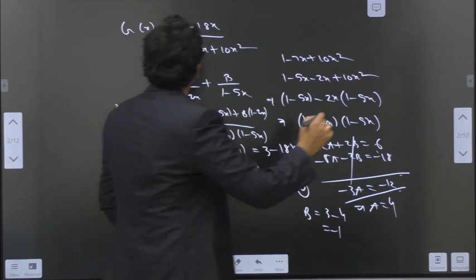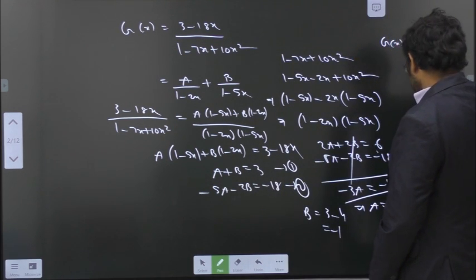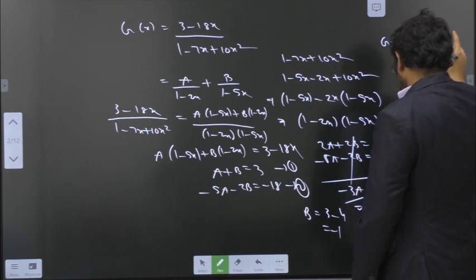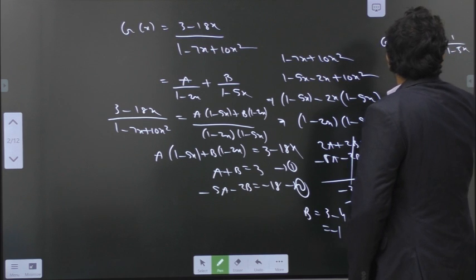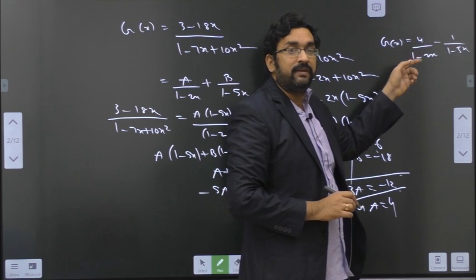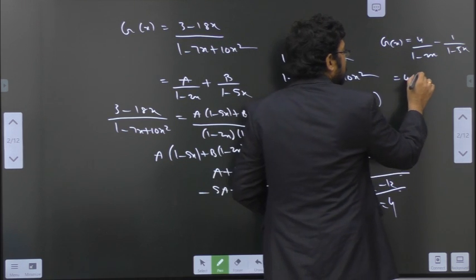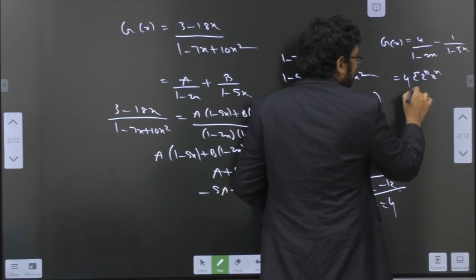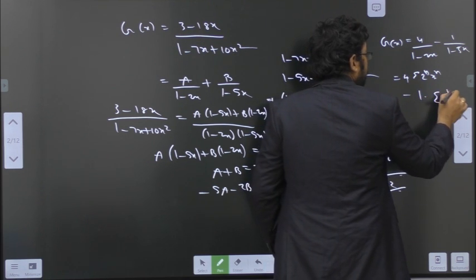Substitute here. So g of x equal to 4 by 1 minus 2x, plus b, that is minus 1 by 1 minus 5x. That equals 4 into, this is in the form 1 by 1 minus ax. So 1 by 1 minus ax is equivalent to sigma a power n x power n. So it can be written as sigma 2 into 2 power n into x power n plus minus 1 into sigma 5 power n x power n.